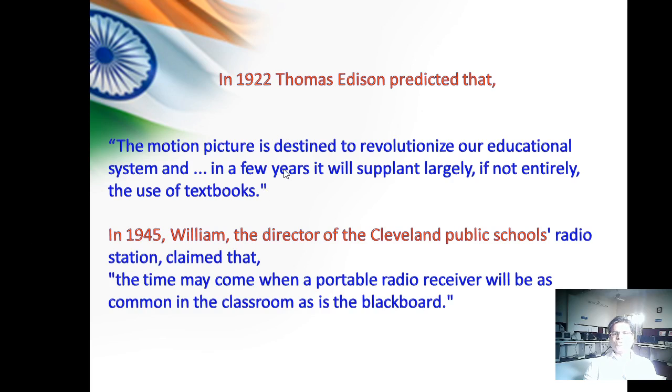In 1922, the great scientist Thomas Alva Edison predicted that the motion picture is destined to revolutionize our educational system, and in a few years it will supplant largely, if not entirely, the use of textbooks. Right now everyone is following this way, and they are witnesses of these things. That is the influence of these educational means.